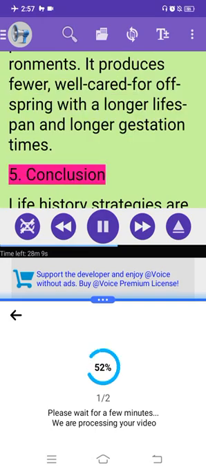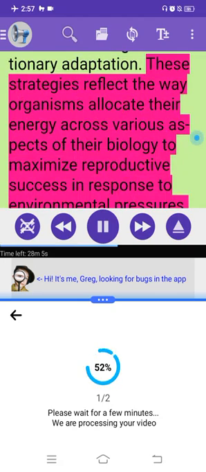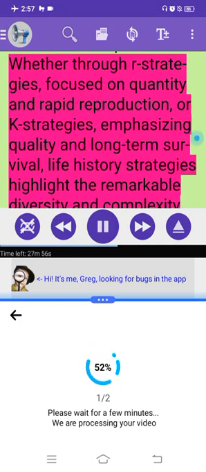5. Conclusion. Life history strategies are an essential component of understanding evolutionary adaptation. These strategies reflect the way organisms allocate their energy across various aspects of their biology to maximize reproductive success in response to environmental pressures. Whether through R strategies, focused on quantity and rapid reproduction, or K strategies, emphasizing quality and long-term survival, life history strategies highlight the remarkable diversity and complexity of life on Earth.